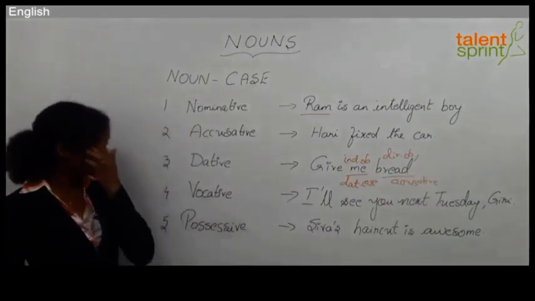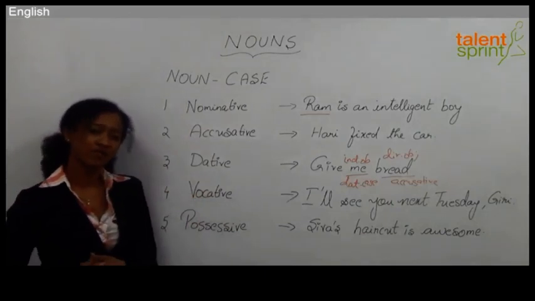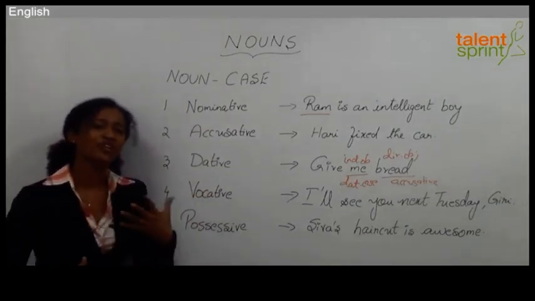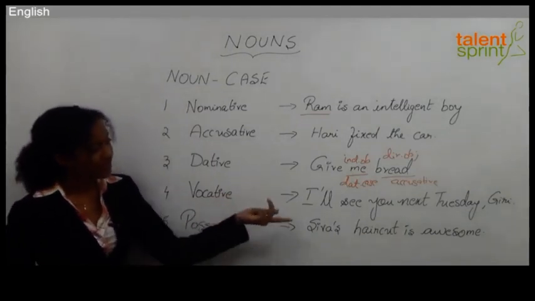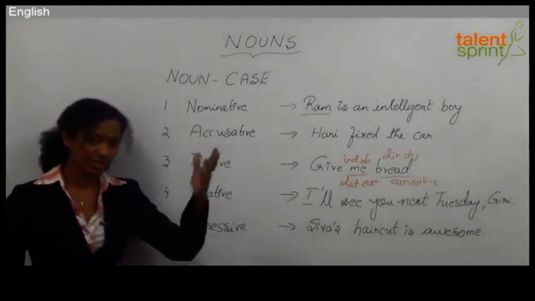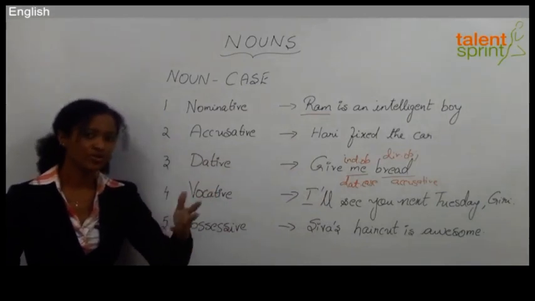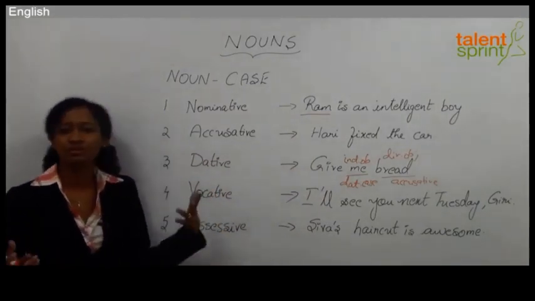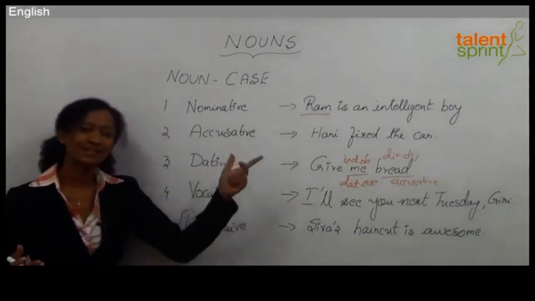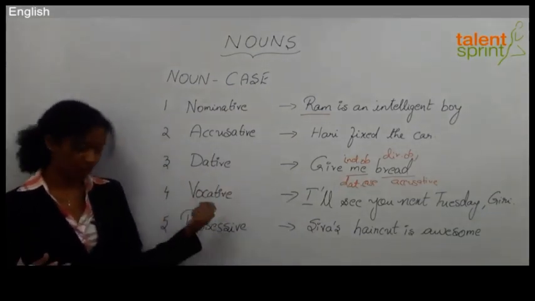Clear? Vocative case. A vocative case is where a noun is used to call or address a person or persons. So in this example, I'll see you next Tuesday, Giri. So Giri is the one who's been spoken to or addressed or called to. So in this case, we are informing Giri that we are going to see Giri next Tuesday. So this is a vocative case.